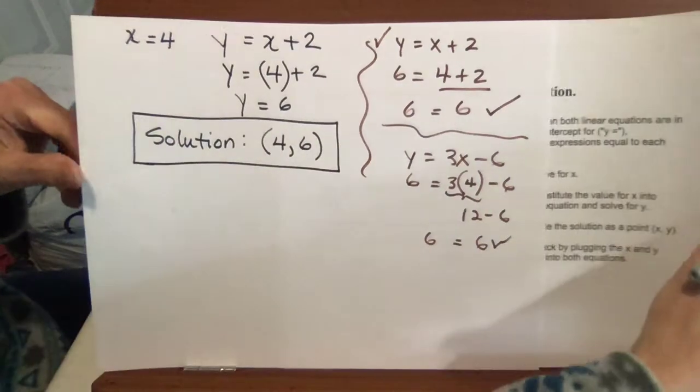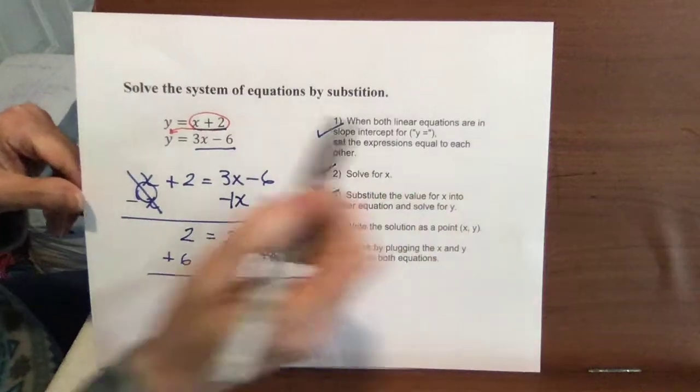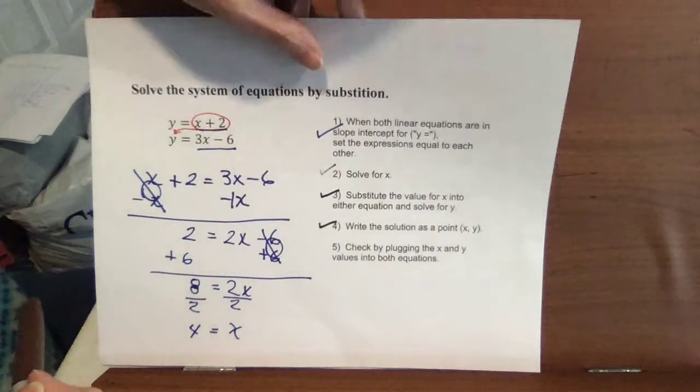All right, so that is an example where we have two linear equations that, if we were to graph them, we would see the intersection point, and it is (4, 6).